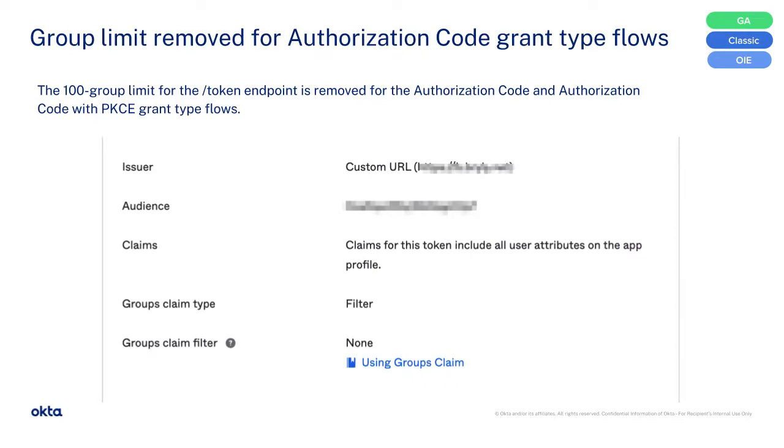Group limit removed for authorization code grant type flows. The 100 group limit for the token endpoint is removed for the authorization code, and authorization code with PKCE, grant type flows.